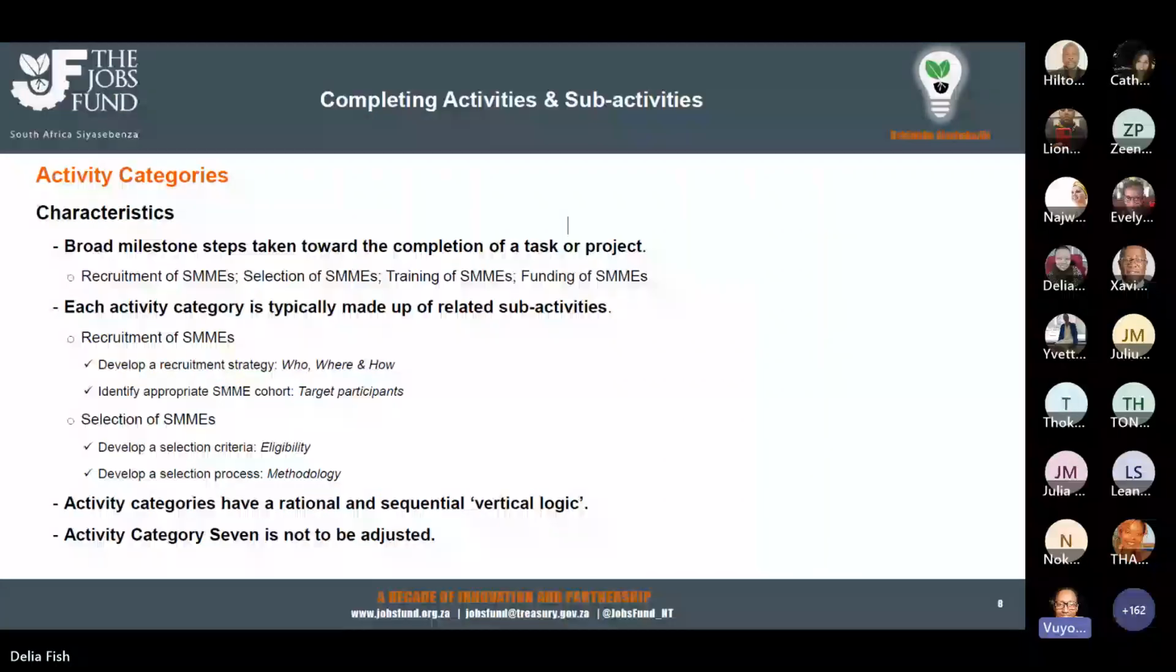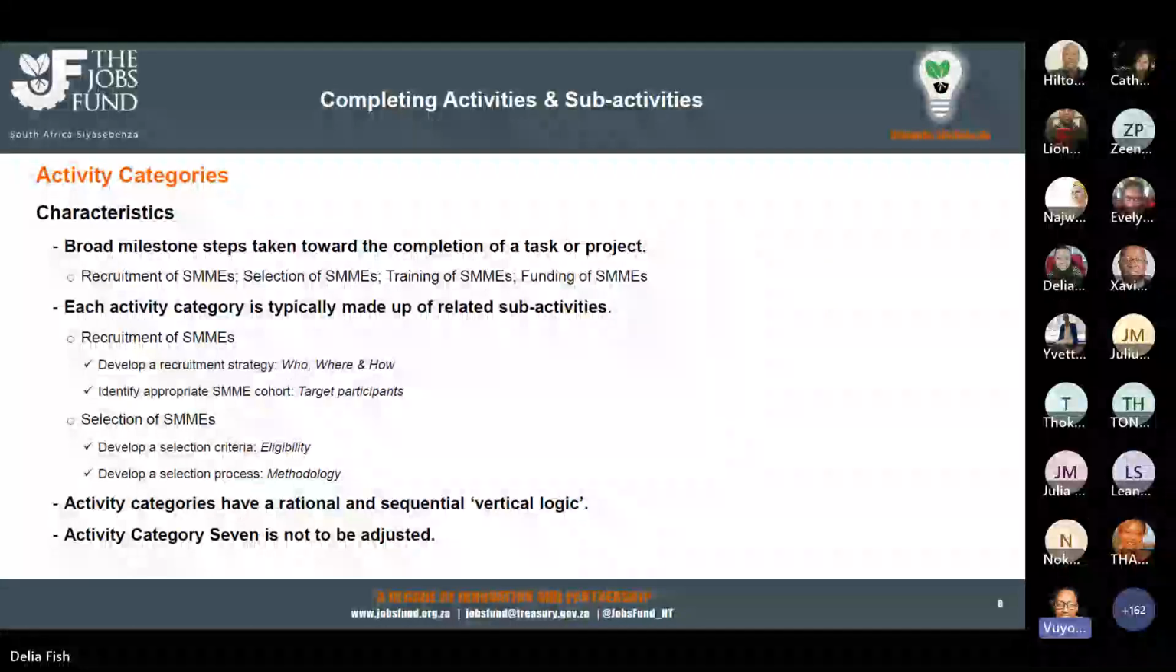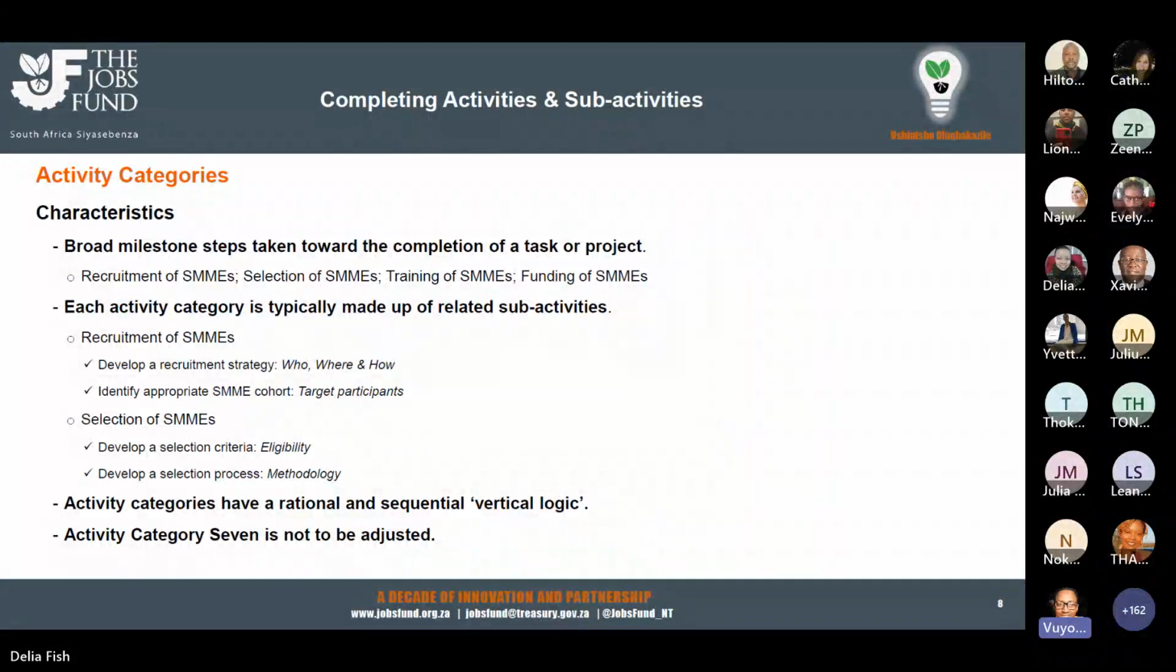Right. So in then talking about some of these key concepts, we want to start off with activities. And within activities, we have activity categories, and we have sub-activities.